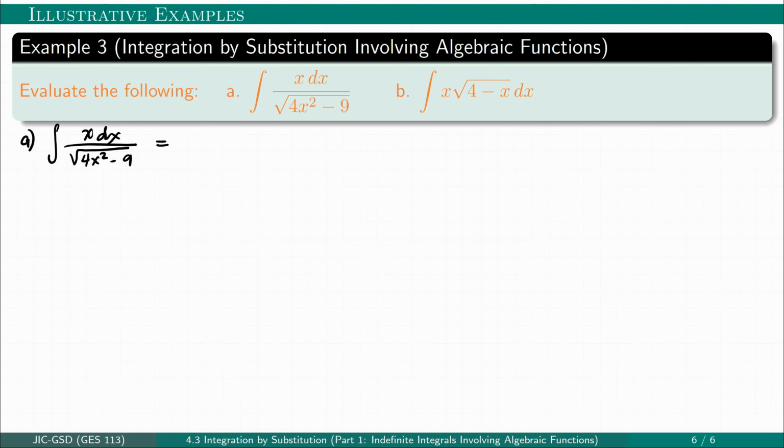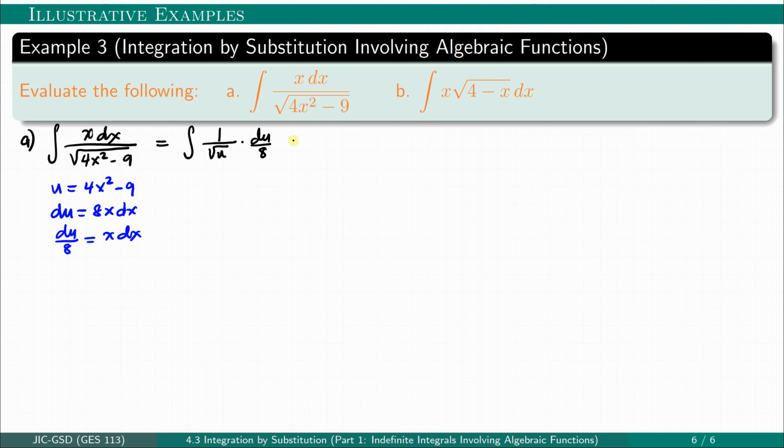So let u be 4x^2 minus 9. So du will be 8x dx. We don't need 8, so we just divide both sides by 8. So this will be du over 8 equals x dx. Rewriting our integral now, we'll have the integral of 1 over the square root of u, and x dx is actually du over 8.